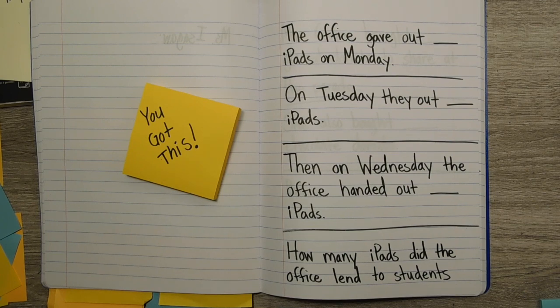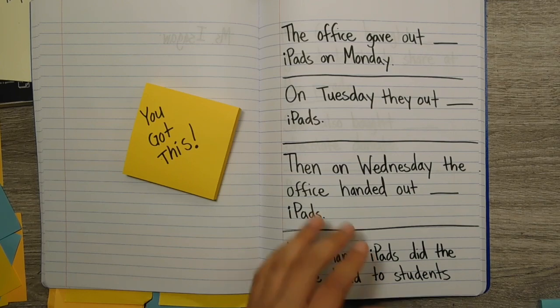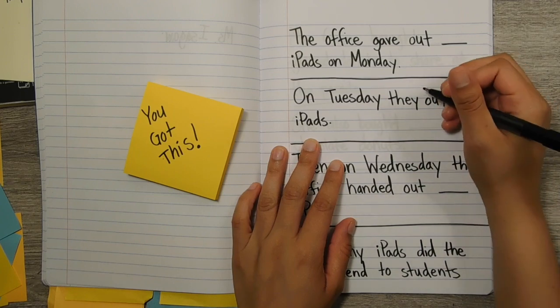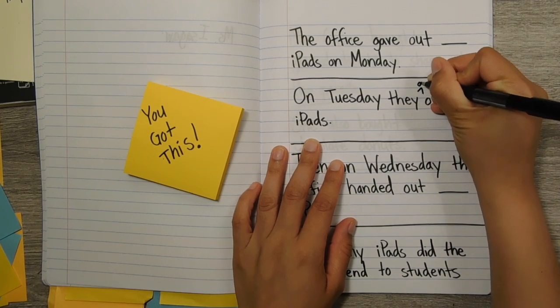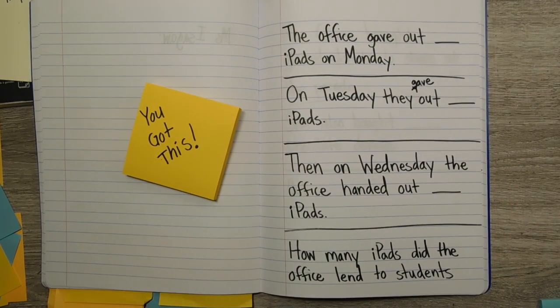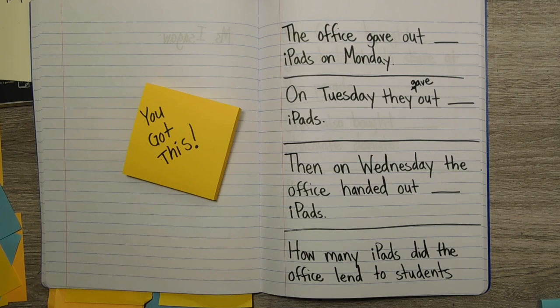On Tuesday, you know what, mathematicians, I forgot a word. This is why it's so important to go back and reread everything. Ready? On Tuesday, I'm going to insert that right here, they gave out blank iPads. So I'm already trying to understand what's happening in the problem. I hope you are too. So on Monday, they gave out iPads. On Tuesday, gave out iPads.